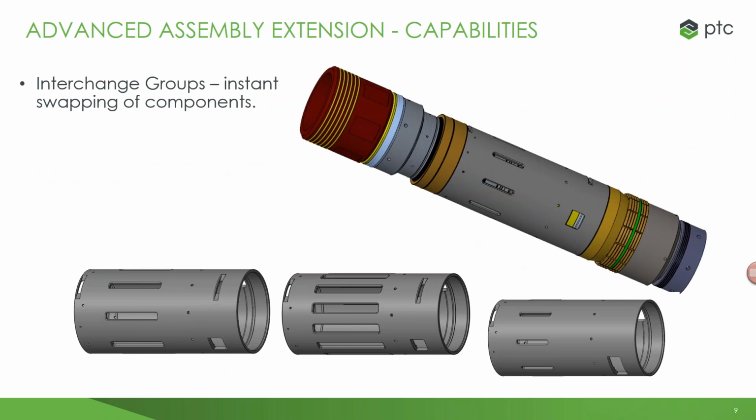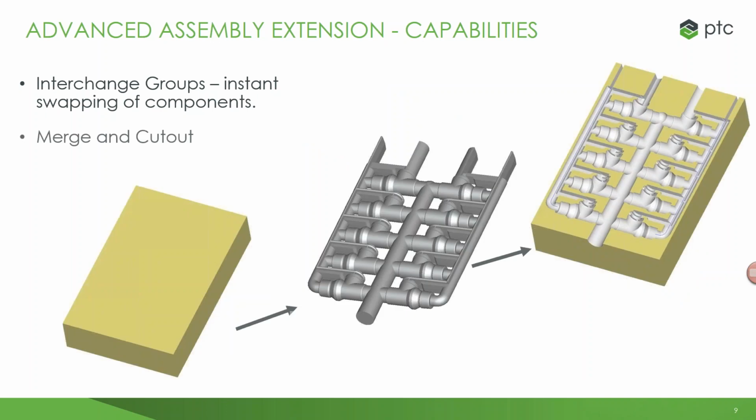We also have interchange groups, something that I've been harping on quite a bit, so that you can instantly swap out different components without having to redesign things from scratch, making it much more fluid, much more streamlined for the engineers to swap out parts for what-if scenarios or maybe even completely new products. It really just enhances the experience and gets things streamlined. You can also do merge and cutout much easier.